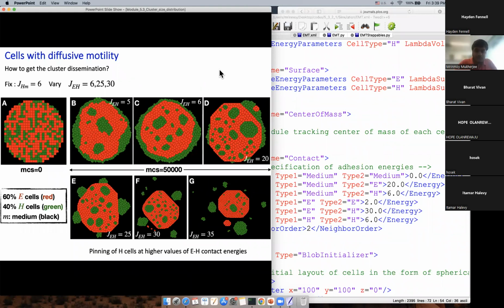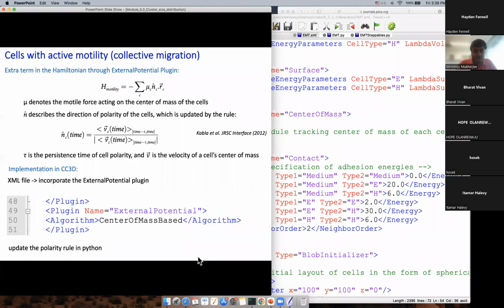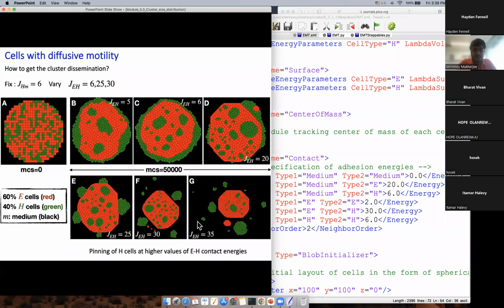So Bharat guesses small neighbor order. Yeah, that is one thing, but I think mainly it is happening because the JEH energy is very high. So this hybrid cell is seeing a very large energy barrier to move. So this is the main reason they are pinned here. So although we have chosen a very weird way to see the cluster-based decimation, this is not really correct.